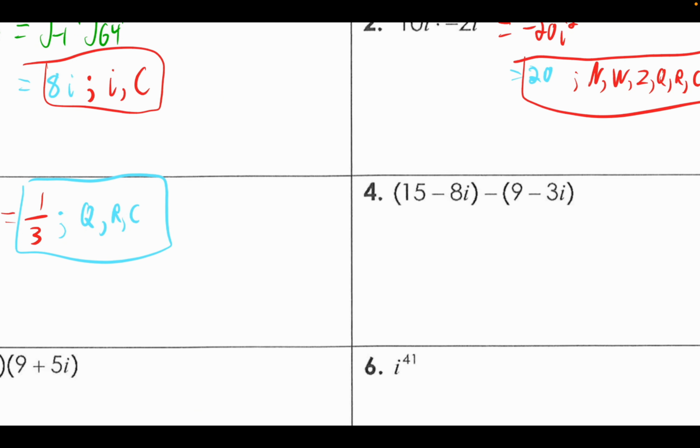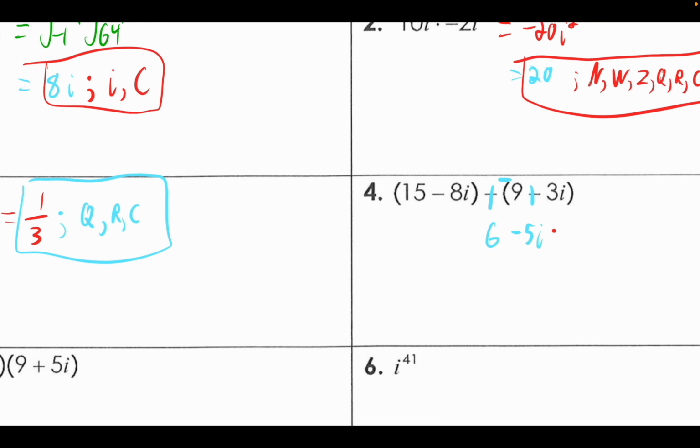Number 4, we have some subtraction here between the parentheses. So I'm going to change this to addition and change the signs in the following parentheses to be opposite. Combining my like terms here, 15 minus 9 is 6, and -8i plus 3i is -5i. This has been simplified as far as we can.